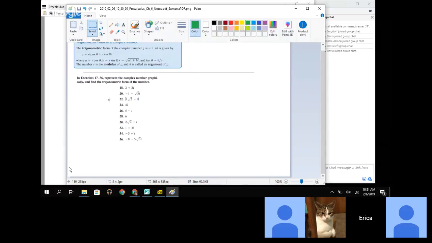Okay, so 22 is we have 5 over 2 times the square root of 3 minus i. So the first thing I'm going to do is distribute my 5 over 2. So I have 5 square root of 3 divided by 2 minus 5 over 2 i. Okay, so if I want to graph that, I'm just going to use Desmos to graph it.